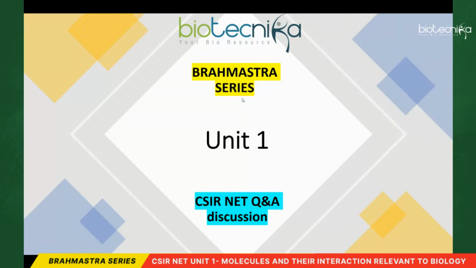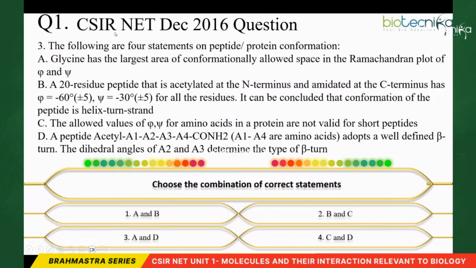Okay. So today we are going to discuss Unit 1 important questions. Here is the first question from December 2016. This is regarding the Ramachandran plot. The following are four statements on peptide protein conformation. A: Glycine has the largest area of conformationally allowed space in the Ramachandran plot of phi and psi. You have to answer which are the correct statements.